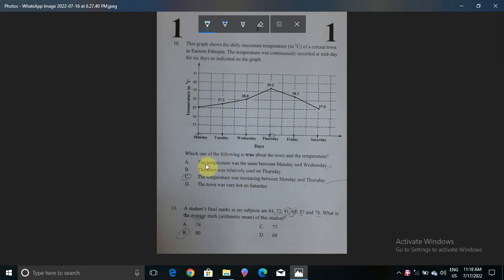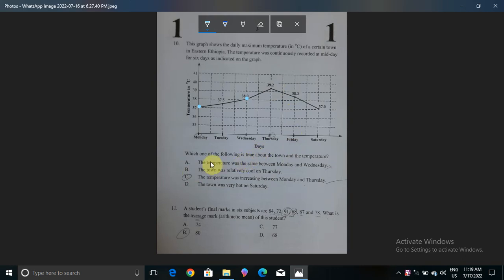Here let's see the first choice. The temperature was the same between Monday and Wednesday. Where is Monday? Here, Monday, that was 37, right? In 37. Okay, and it says Wednesday was the same. No, here it is 38. So choice A is not correct.